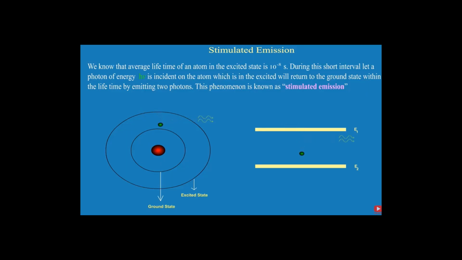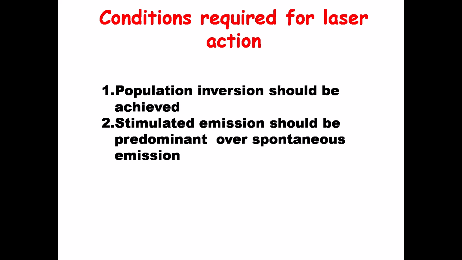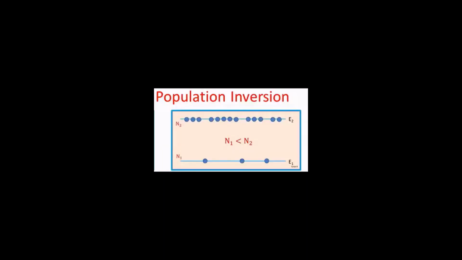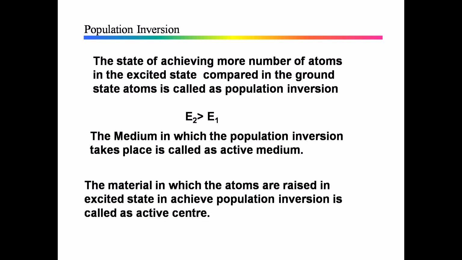Conditions required for laser action. First, population inversion should be achieved. Second, stimulated emission should be predominant over spontaneous emission. What is meant by population inversion? The state of achieving more number of atoms in the excited state compared to the ground state is called population inversion. What is the condition? E2 is greater than E1.